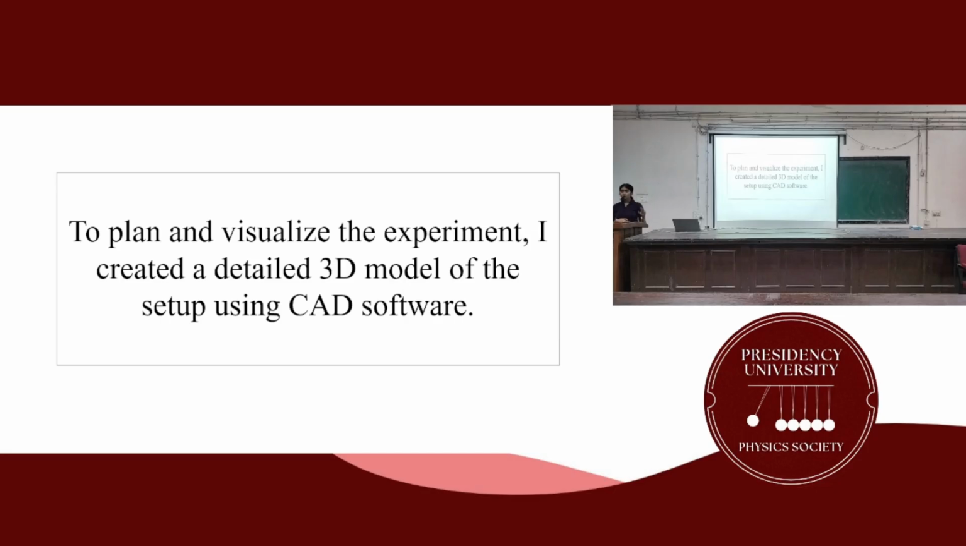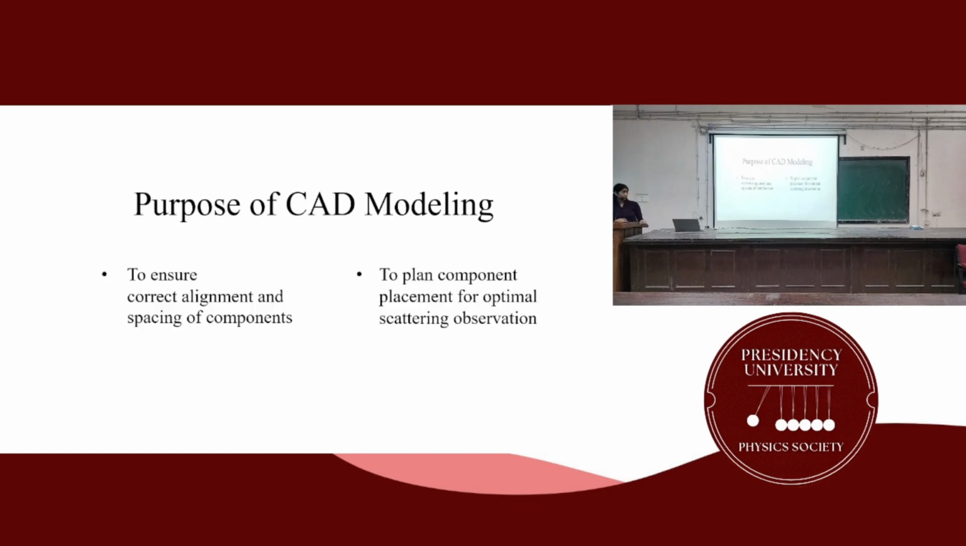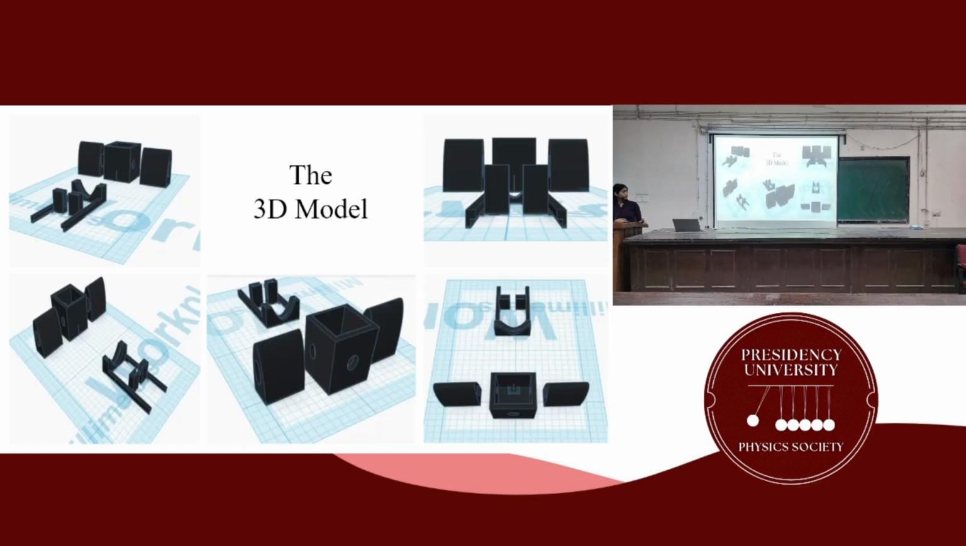So, to solve this problem of alignment inaccuracies, I designed a 3D model using AutoCAD software, which helped us solve this alignment inaccuracy problem. This is the 3D model I have designed, and you can see I have taken photos from different angles. It had a place for holding the cuvette and keeping the light.